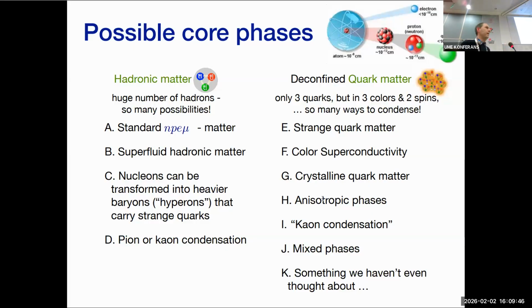They could even condense, and so there are just many possibilities. There are excited states of these baryons, of a proton, for instance. They could be present at these really high densities. Lots of options here, because there are many of these hyperons, and you could have any kind of composition involving them. On the quark side, it's in principle simpler, because you only have three quarks, but they come in three colors and with two spins. And so there are many ways for them to what's called condense.